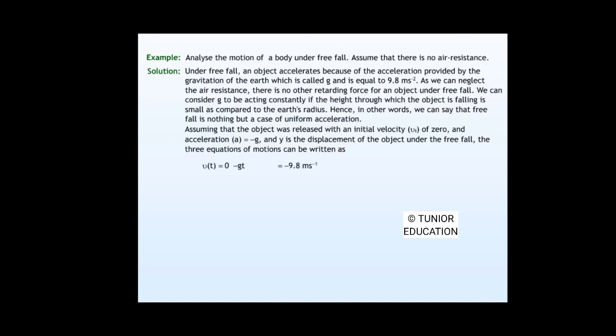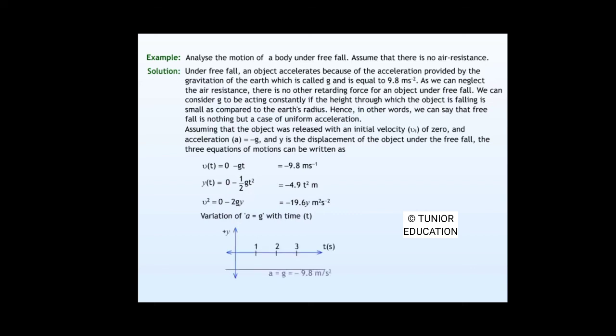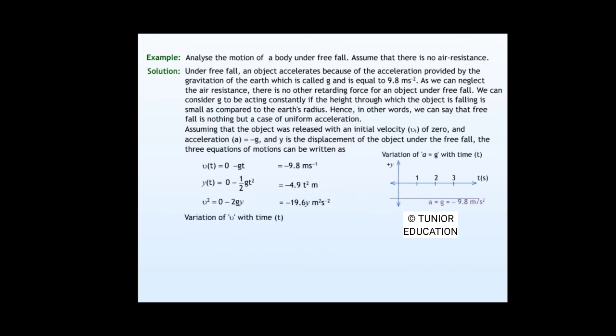vt equals 0 minus gt equals minus 9.8t meters per second, yt equals 0 minus half gt square equals minus 4.9t square meters, v square equals 0 minus 2gy equals minus 19.6y meters square per second square. Variation of a equals g with time t, and variation of v with time t, and variation of y with time t can be seen here.